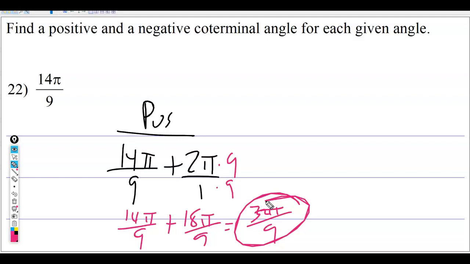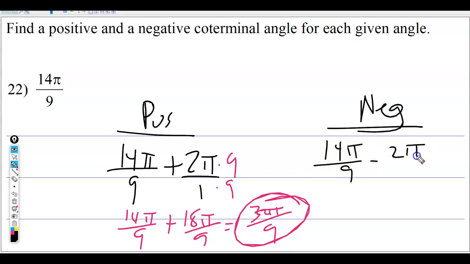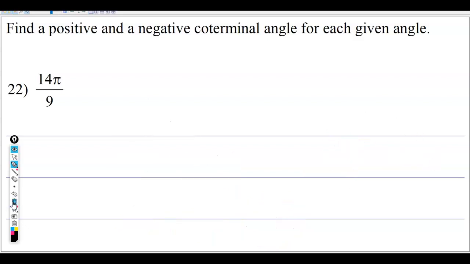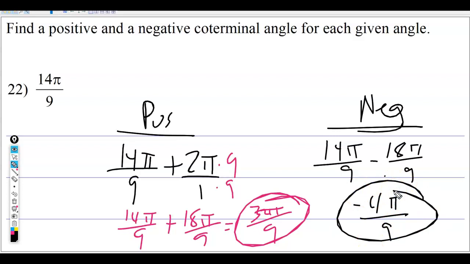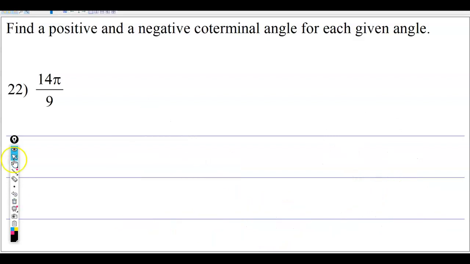Okay. And if you want to find a negative coterminal, guess what you do? You subtract 2 pi. Once again, instead of writing 2 pi though, I already know what the common denominator is. It's 9, and when I get that, I'm just going to end up with negative 18 over 9. So I'll write that now. 14 take away 18 is negative 4 pi over 9. There you go. That's positive and negative coterminals in radians and degrees.